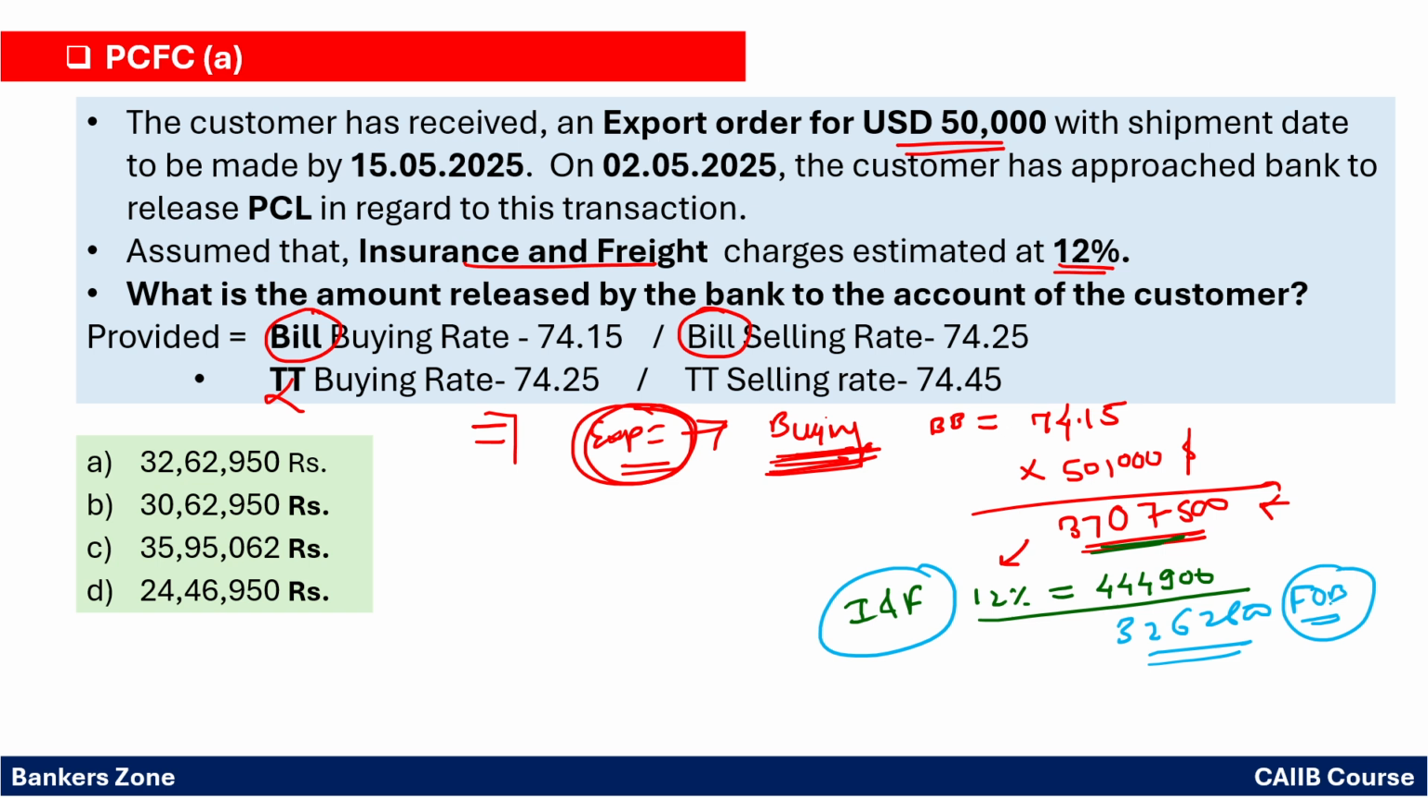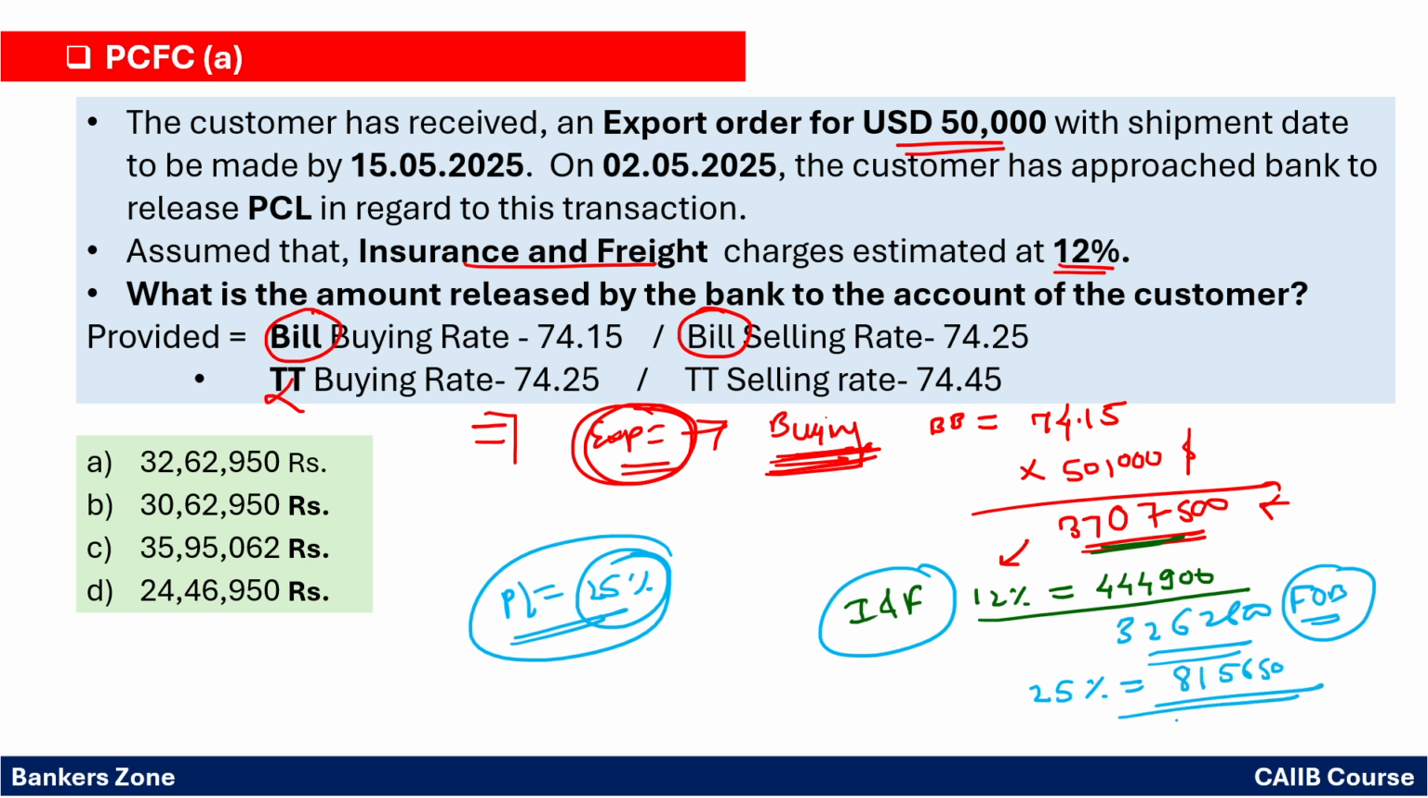So how much do we have to give to the customer? In the previous slide we learned that for PCL, the margin is 25%, right? So subtract 25% of this. 25% of this will be 815650. When you subtract this, you will get 244695. This is your answer. Got it? So this is your answer.